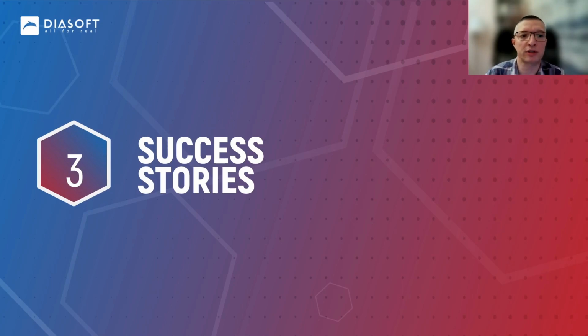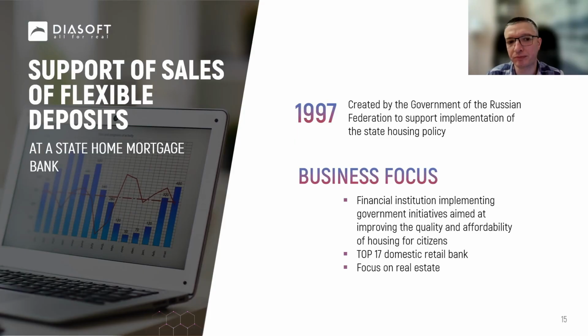Now a couple of success stories from the banks where Product Factory was implemented. One of the largest domestic banks is using our Product Factory and gets benefits not only from selling personal deposits, but also from corporate lending. This bank was created by the government to support the federal home mortgage and housing policy. It has a long history and now it stands in the top 20 Russian banks. Actually, it's in the 17th place according to its financial results.